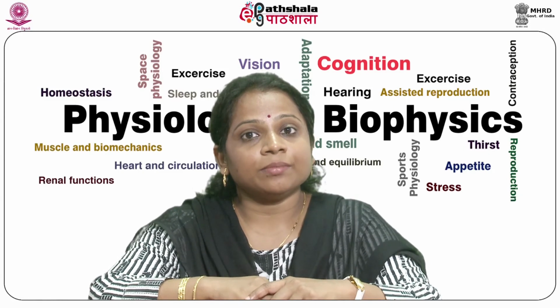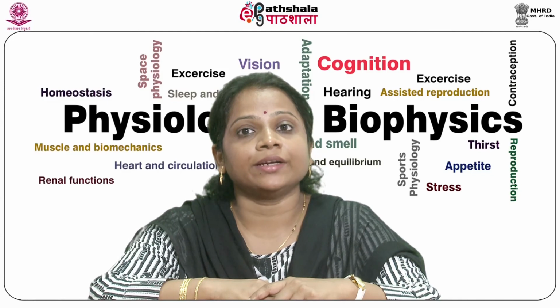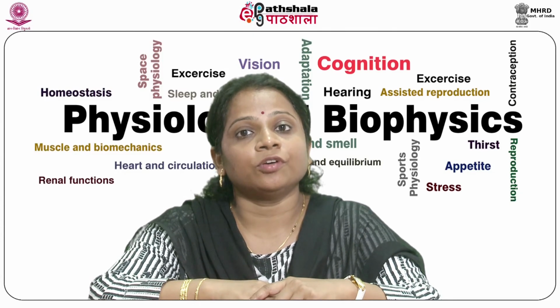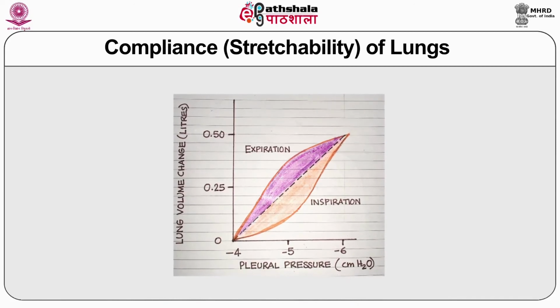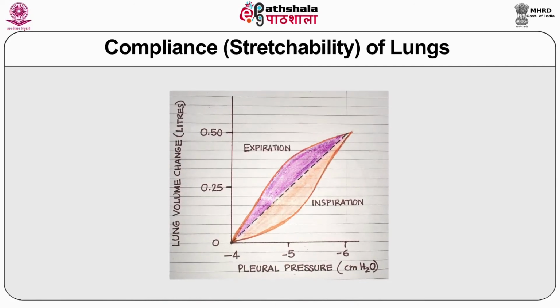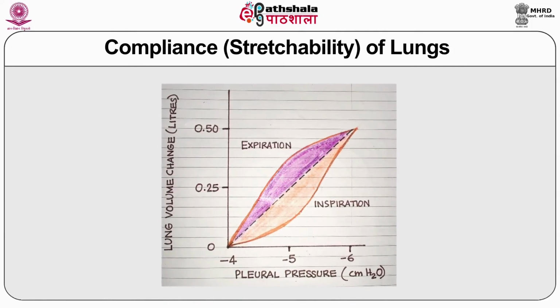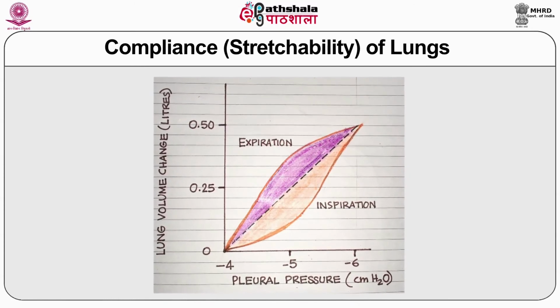In the compliance diagram of the lungs, there are two curves, and each curve is recorded by changing the transpulmonary pressure in small steps and allowing the lung volume to come to a steady level between successive steps. Two curves are present in this diagram, the inspiratory compliance curve and the expiratory compliance curve. The entire diagram is called the compliance diagram of the lungs.